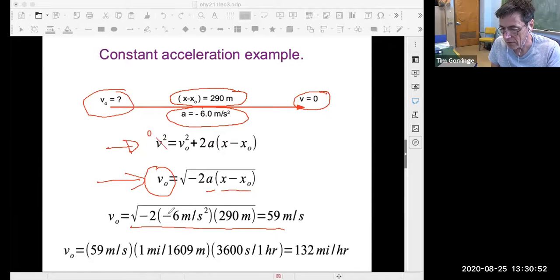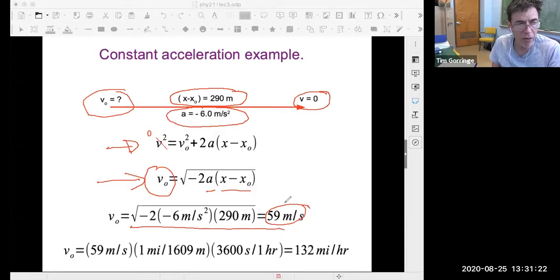-2 times the acceleration, that's -6 meters per second squared, times the displacement, that's 290 meters. And I fed all those things in. And I end up with, for the numerical answer, needing to take the square root of 2 times 6, that's 12, times 290. And that comes out to be this 59 here, and the units of velocity, meters per second.